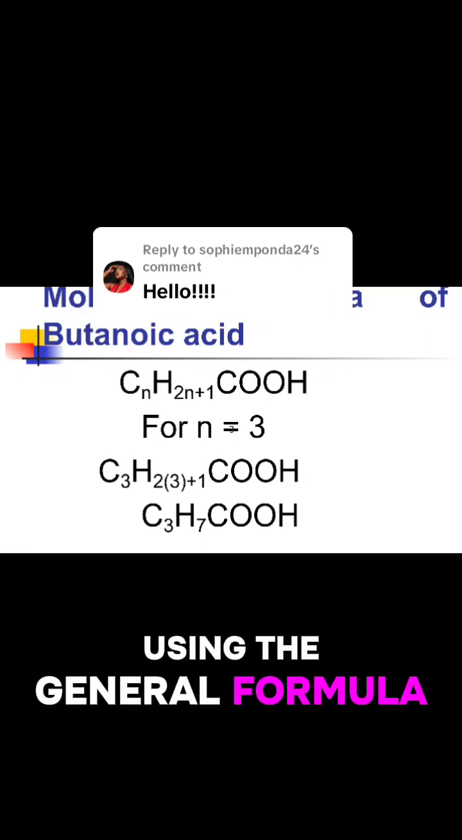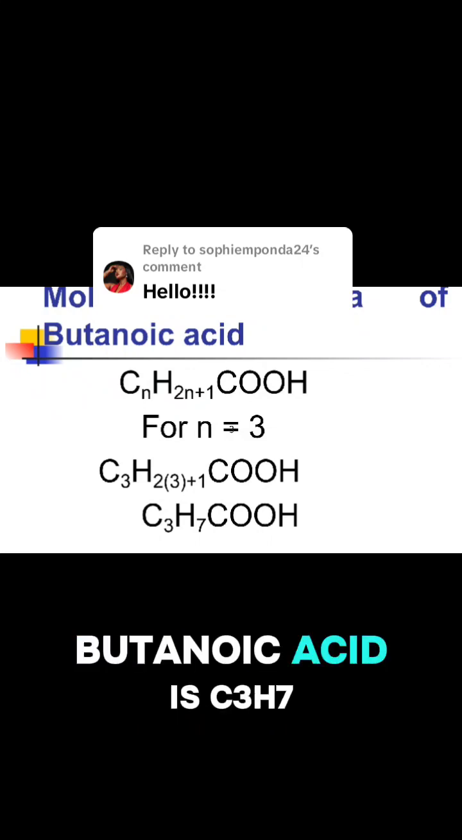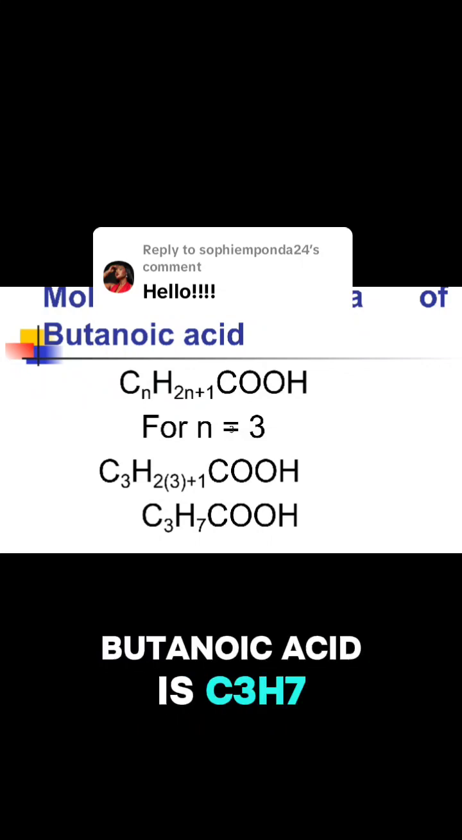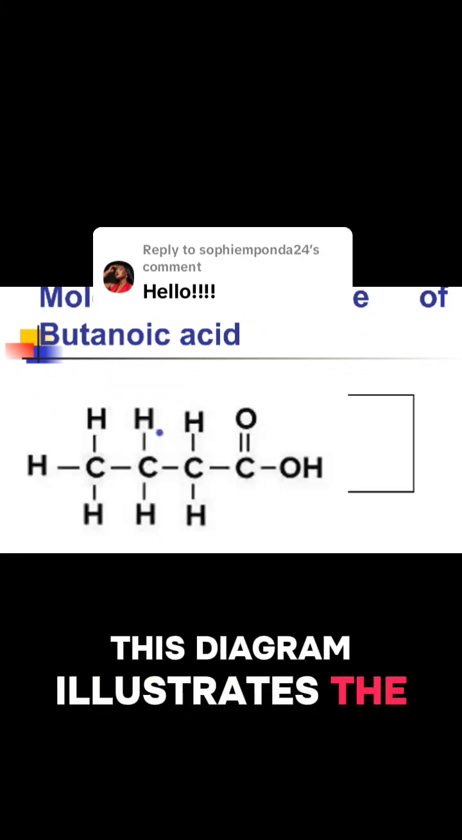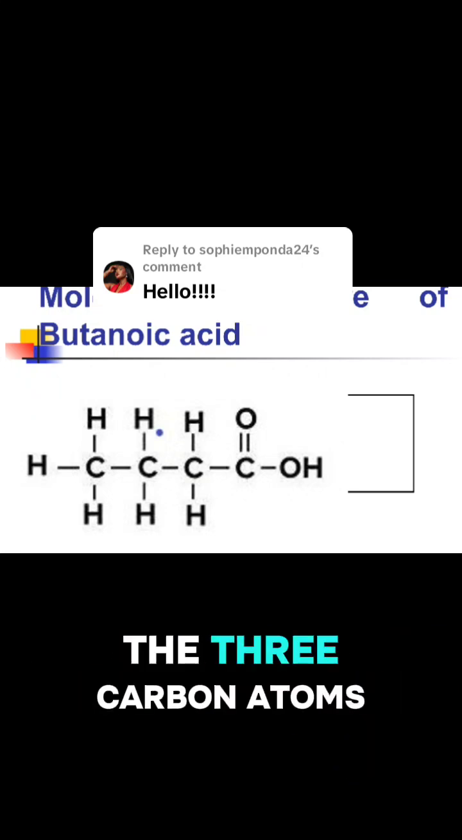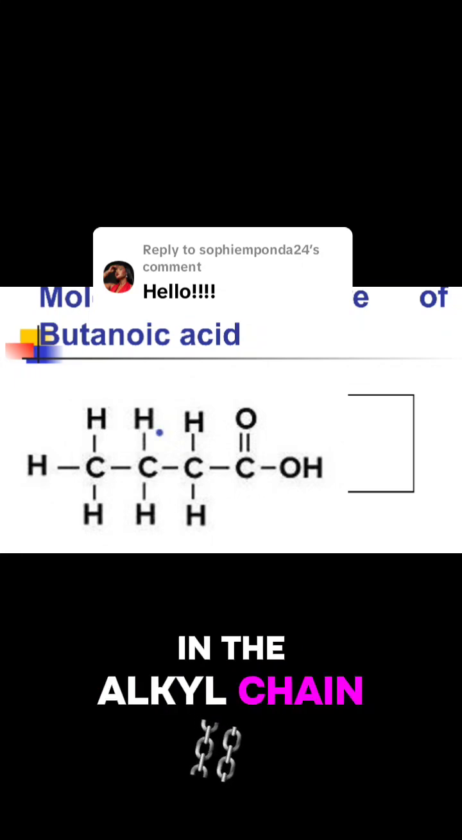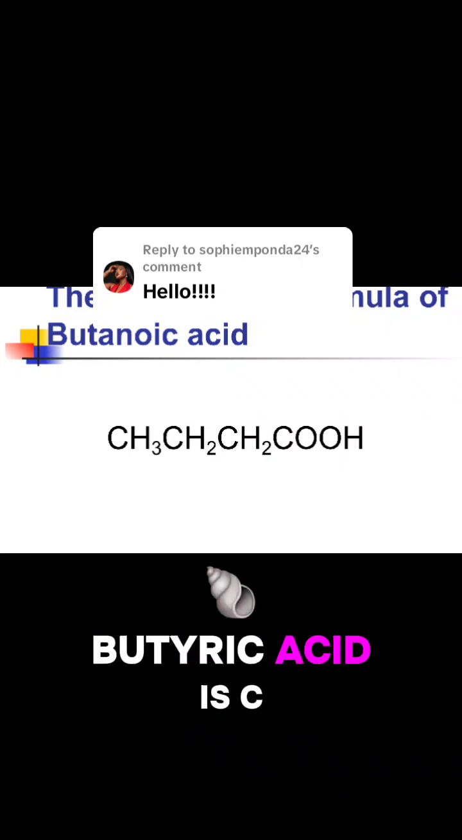Now, let's look at butanoic acid. Using the general formula, where n equals 3, the molecular formula for butanoic acid is C3H7COOH. This diagram illustrates the molecular structure of butanoic acid, showing the arrangement of the 3 carbon atoms in the alkyl chain and the carboxyl group.